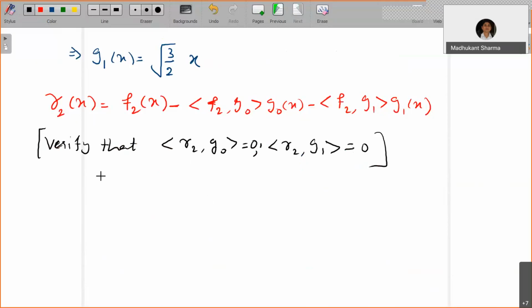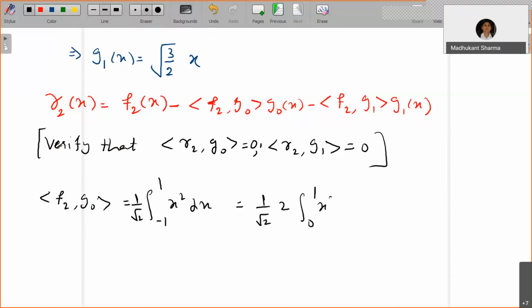Okay, right. Now let's determine this. What is F2 comma G0? That is going to be the integral from minus 1 to 1 of F2 of x times G0 of x. G0 of x was 1 by root 2, and F2 is x squared, dx. So that equals 1 by root 2 times 2 times the integral from 0 to 1 of x squared dx. So that equals 2 by 3, so what is there is the square root of 2 by 3.